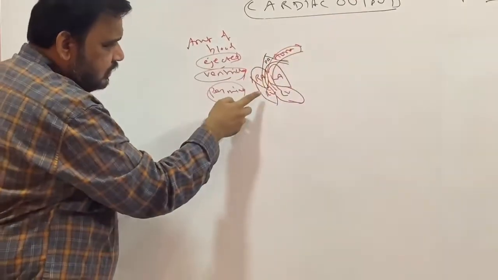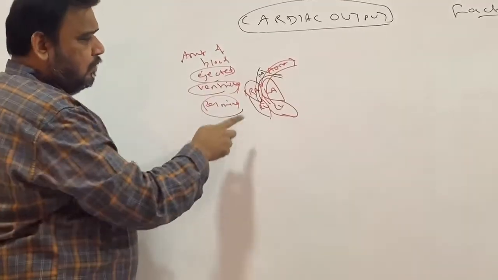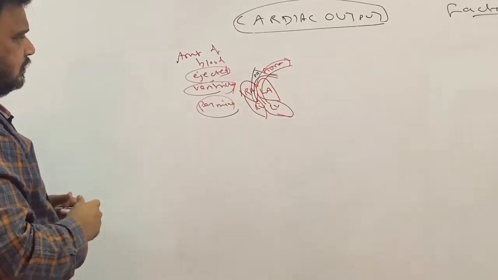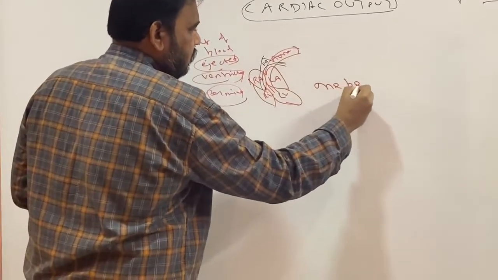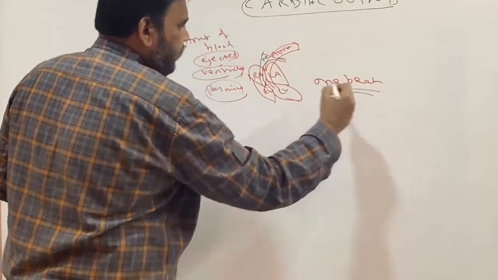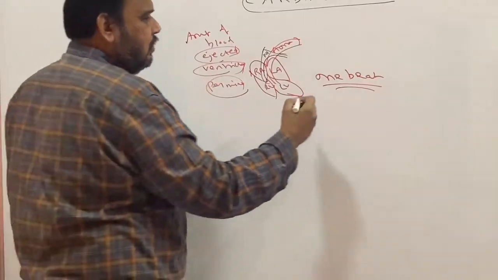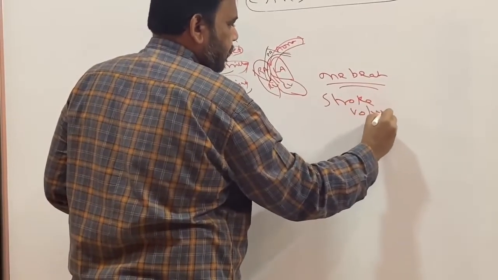So this amount of blood pumped from the ventricles in 1 minute is called the cardiac output of the heart. In fact, the amount of blood pumped from the right ventricle is also the cardiac output, but the right ventricle pumps the blood into the pulmonary artery. For 1 beat, how much blood is the ventricle pumping? That is called 1 stroke, otherwise the stroke volume.